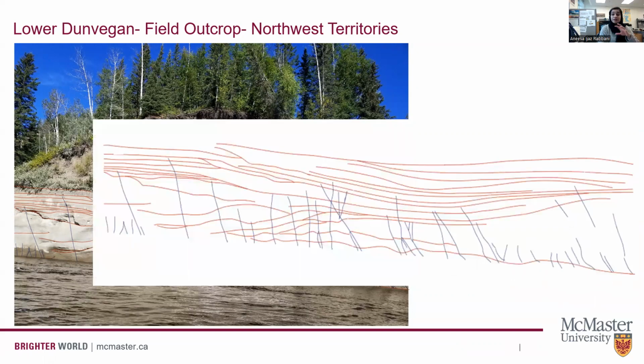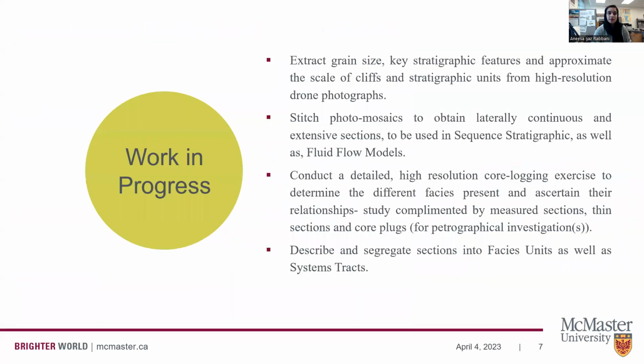These are the measured sections. This is essentially a bedding diagram that would come out of photographs that we've taken in the field. So this is one way to utilize the data that we collected. Our current work in progress is to extract grain size and any key stratigraphic features from these photographs, and to also approximate the scale of the cliffs and the stratigraphic units from the high-resolution drone photographs that we'll be getting this summer. We would then stitch all of these photomosaics together to obtain laterally continuous and extensive sections, which would then be used in our sequence stratigraphic models as well as our fluid flow models.